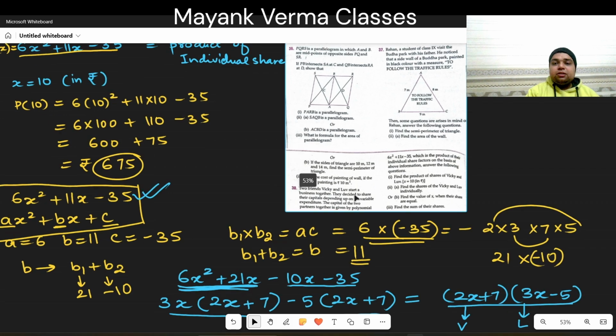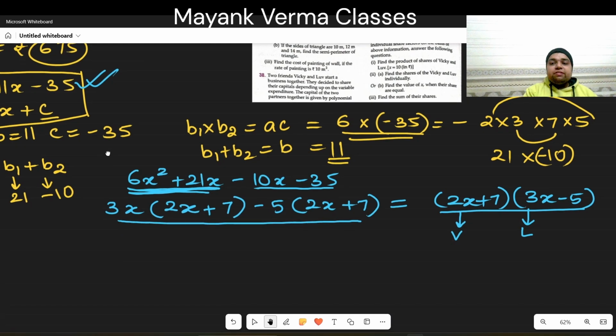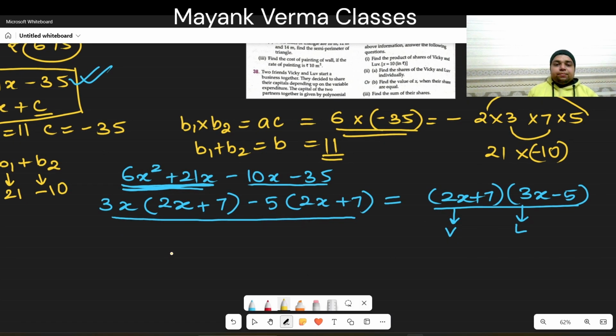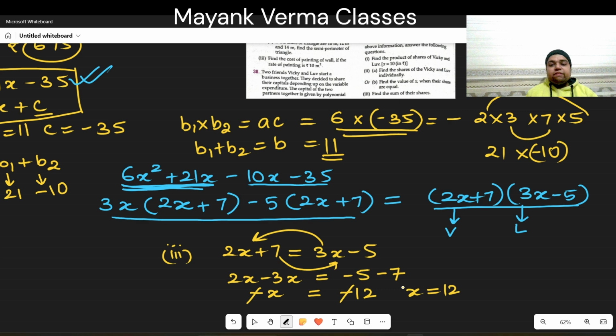Now see the third part. Find the value of x when their shares are equal. Okay, so if their shares are equal, we need to find the value of x. So in the third part, that means 2x plus 7 should be equal to 3x minus 5. So let's take this on the other side and 7 on this side. So 2x minus 3x is equal to minus 5 minus 7. So the sign will be flipped. So 2 minus 3 will be minus x is equal to minus 5 minus 7, which is minus 12. So the minus sign gets cancelled out. I will get x is equal to 12.